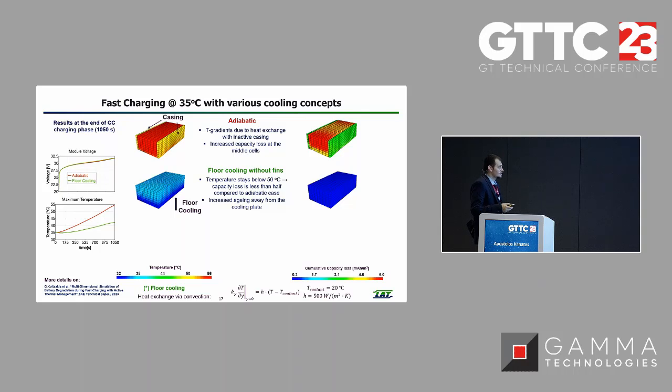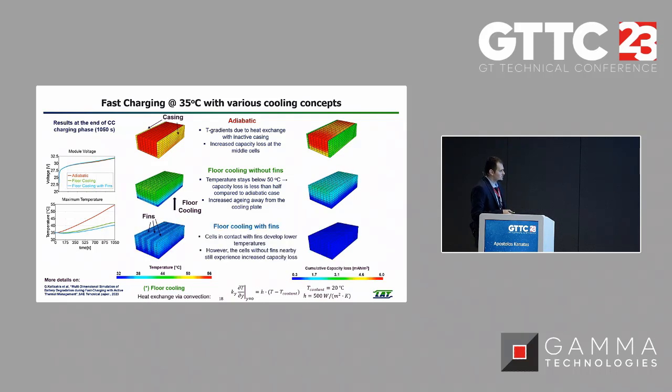The next concept that we studied was to apply a floor cooling boundary condition. And as we can see here in the maximum temperature, in this case, it remains below 50 degrees Celsius. And this leads the capacity loss to be less than half compared to the adiabatic case. Of course, there is still increased aging as we move away from the cooling plate.